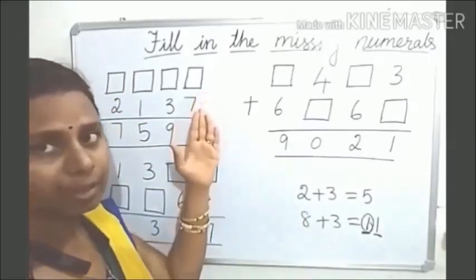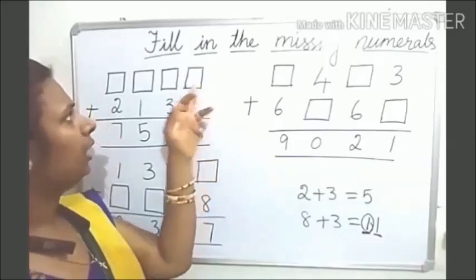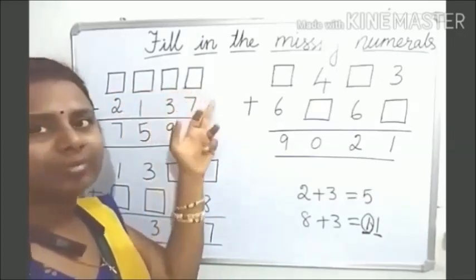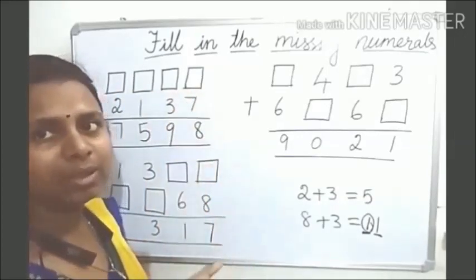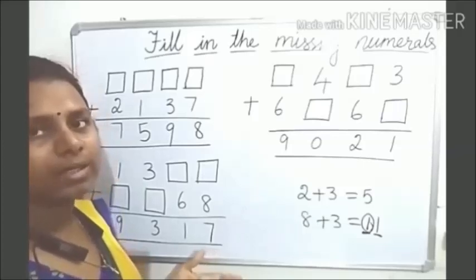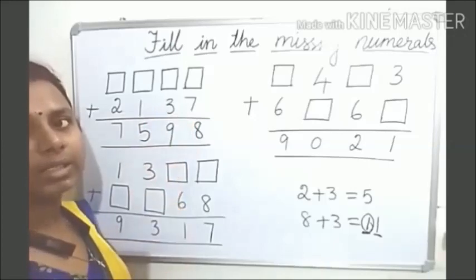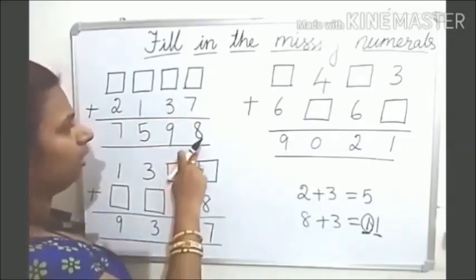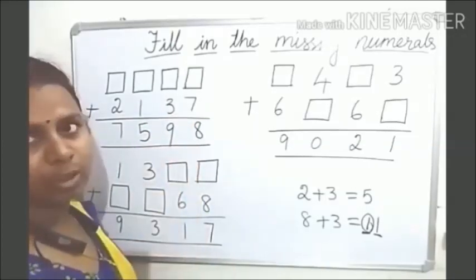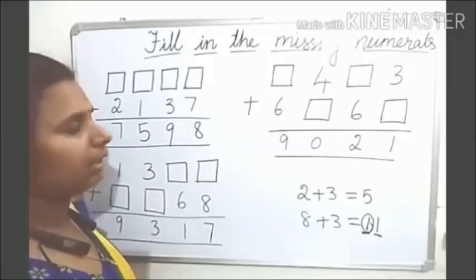Here they have given the question. On the top all the addends are missing. And here 1 addend is given. Here the sum is given. In all the places sum is given.